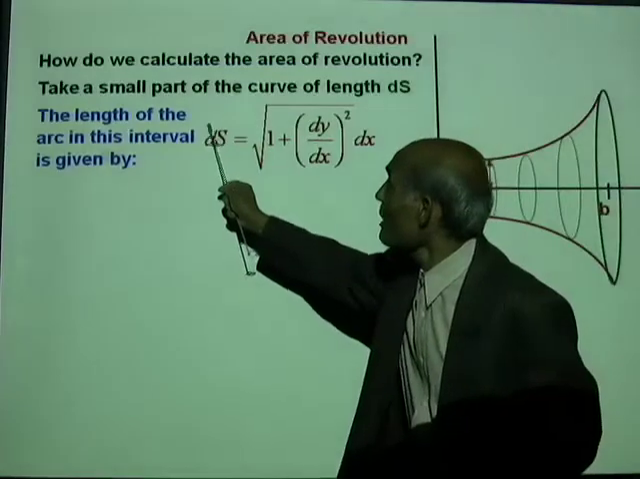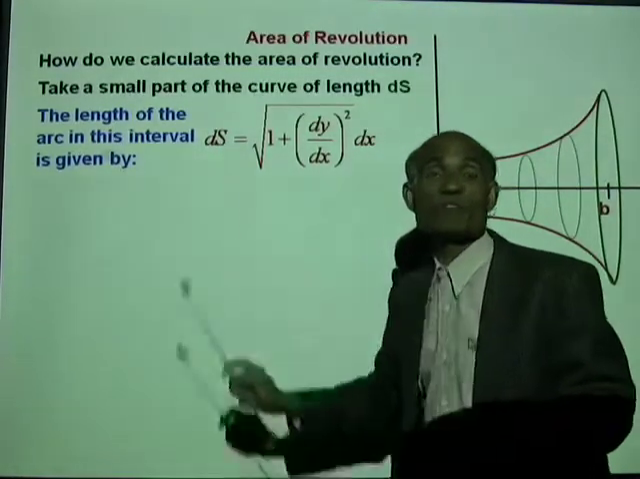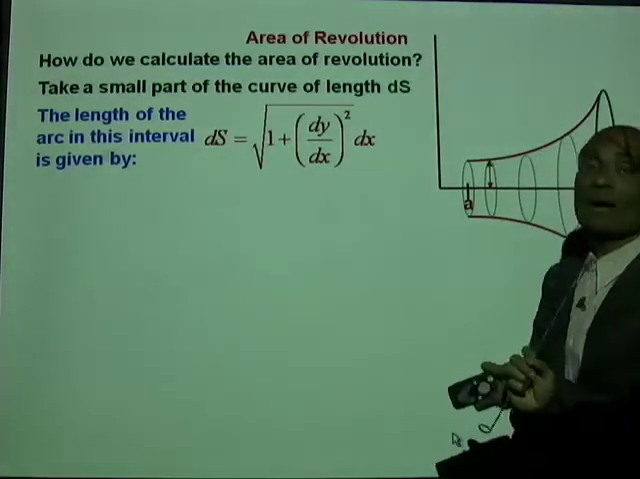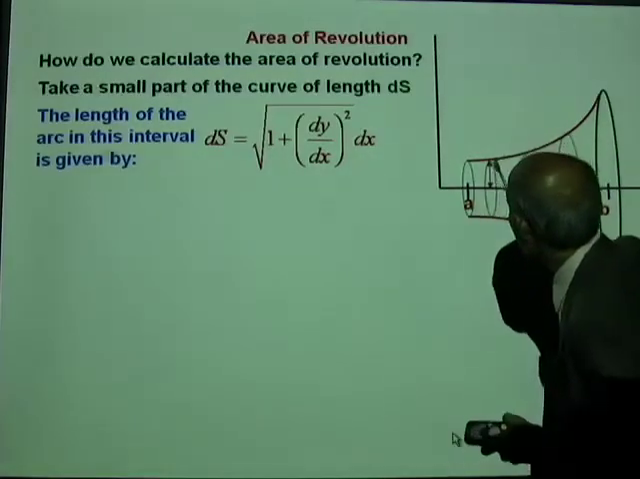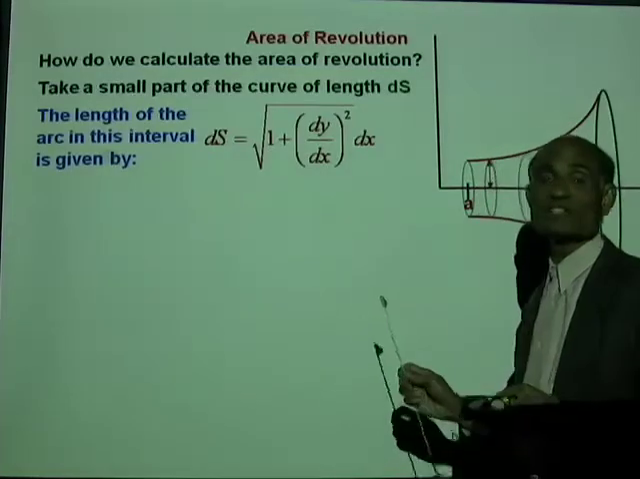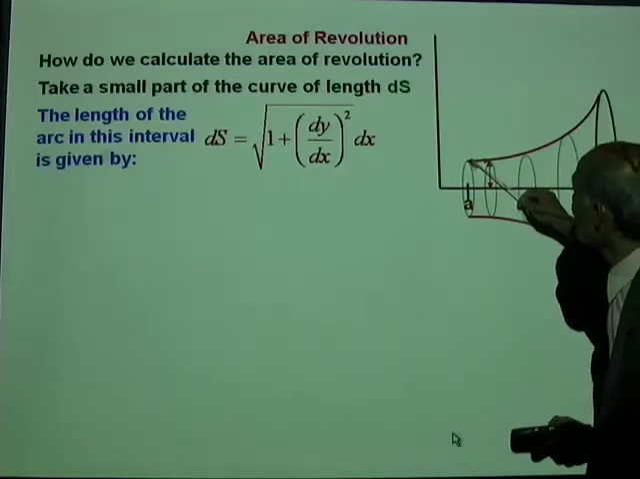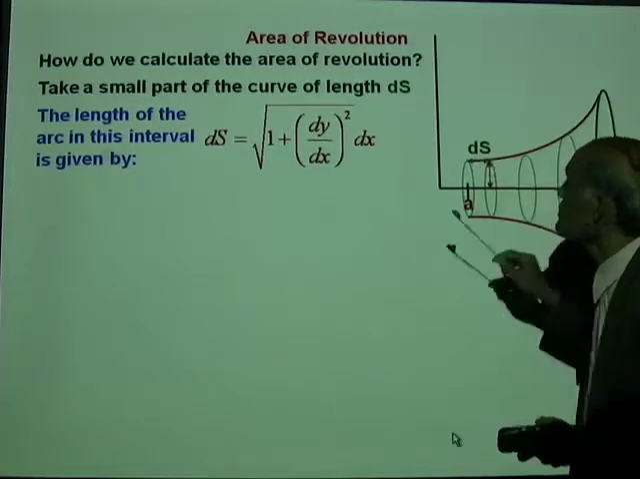And the length of such a small arc is given by ds equal to square root of 1 plus dy by dx all squared dx. That is the length of the arc. So if you take a small length of the arc ds, that will be its length. And if you revolve such, suppose this is the ds. This is the ds, which is very small.